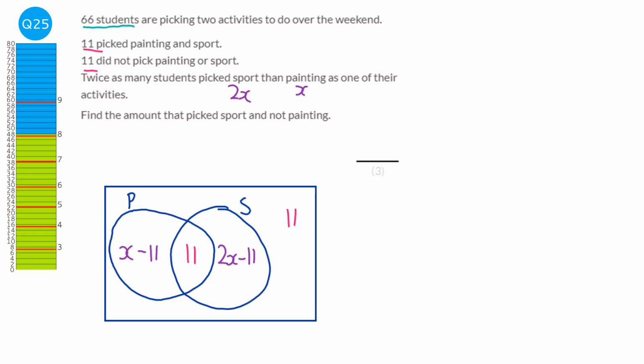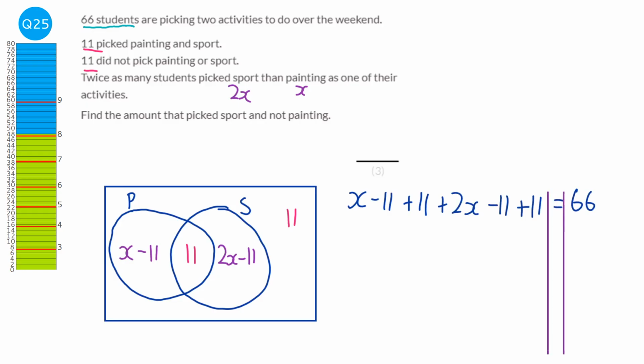So what we can do now is add up all of the parts of the Venn diagram and get it equal to 66. So x minus 11 plus 11 plus 2x minus 11 plus 11, and all of that will equal 66. This is going to be some solving, so we're just going to put our lines in.